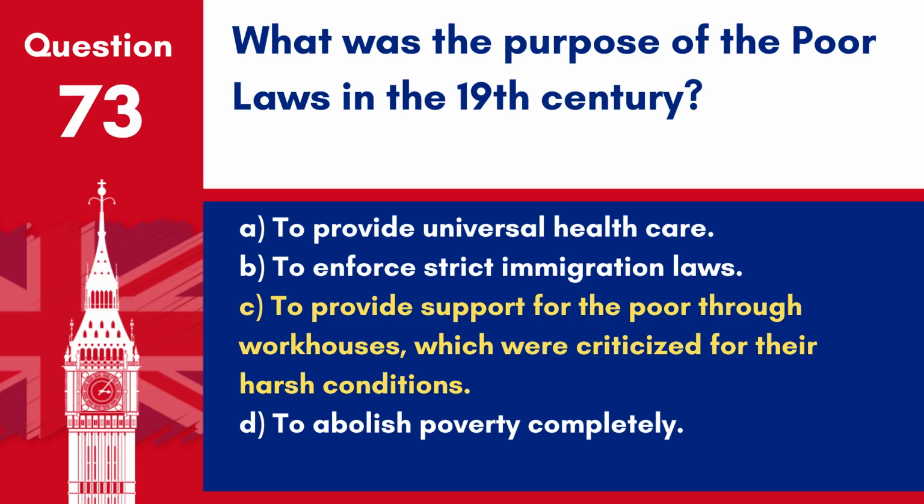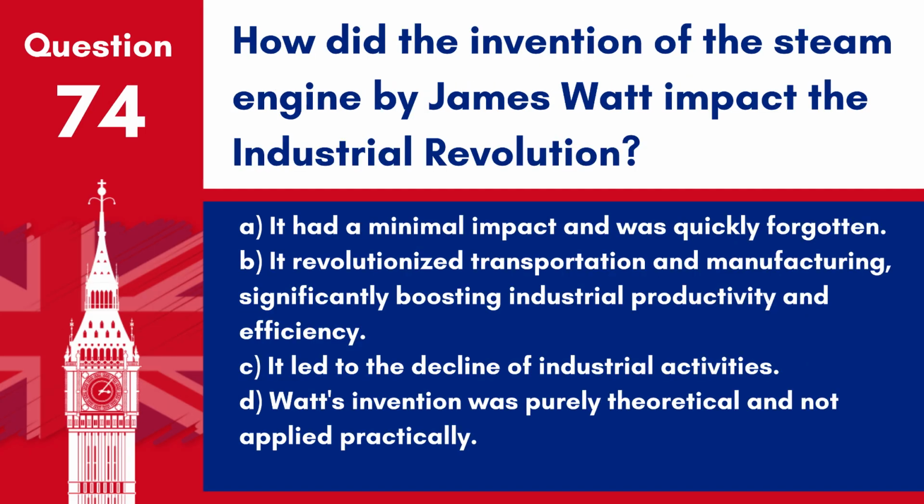Answer: C. To provide support for the poor through workhouses, which were criticised for their harsh conditions. The Poor Laws were intended to manage poverty, but they are often remembered for the cruel treatment of the impoverished in workhouses. Question 74. How did the invention of the steam engine by James Watt impact the Industrial Revolution?